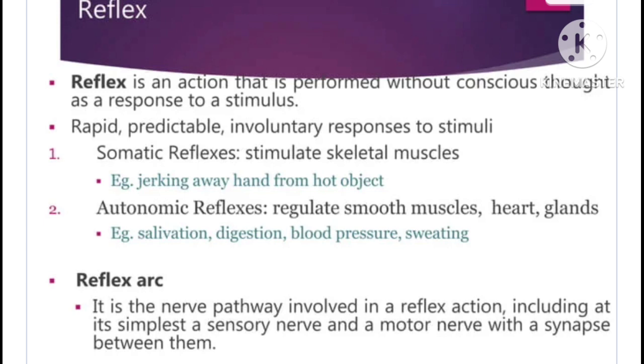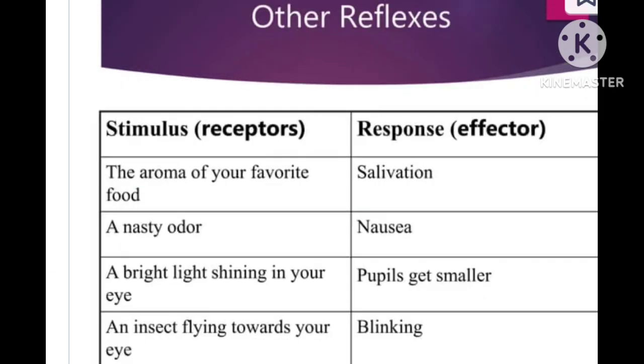Next one is reflex. Reflex is an action that it performs without conscious thought as a response to a stimulus. Rapid, predictable, involuntary response to stimuli. Okay, so reflex action includes the somatic reflexes that stimulate skeletal muscles, and autonomic reflexes regulate smooth muscles, heart, and glands. So first is stimulus, receptors, response, effector. So aroma of your favorite food, salivation; a nasty odor, nausea; a bright light shining in your eye, pupils get smaller; an insect flying towards your eye, the eyes will be blinking.